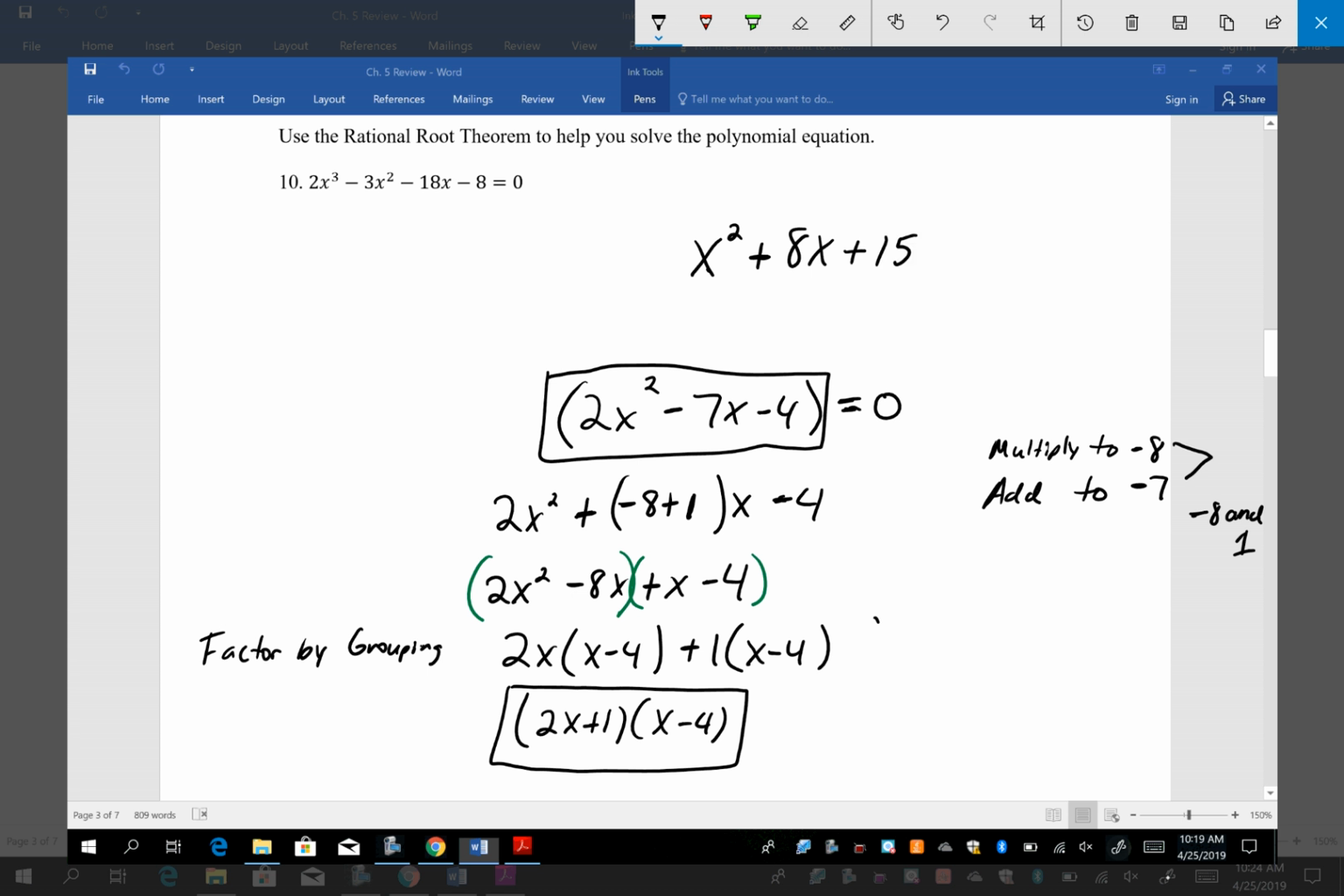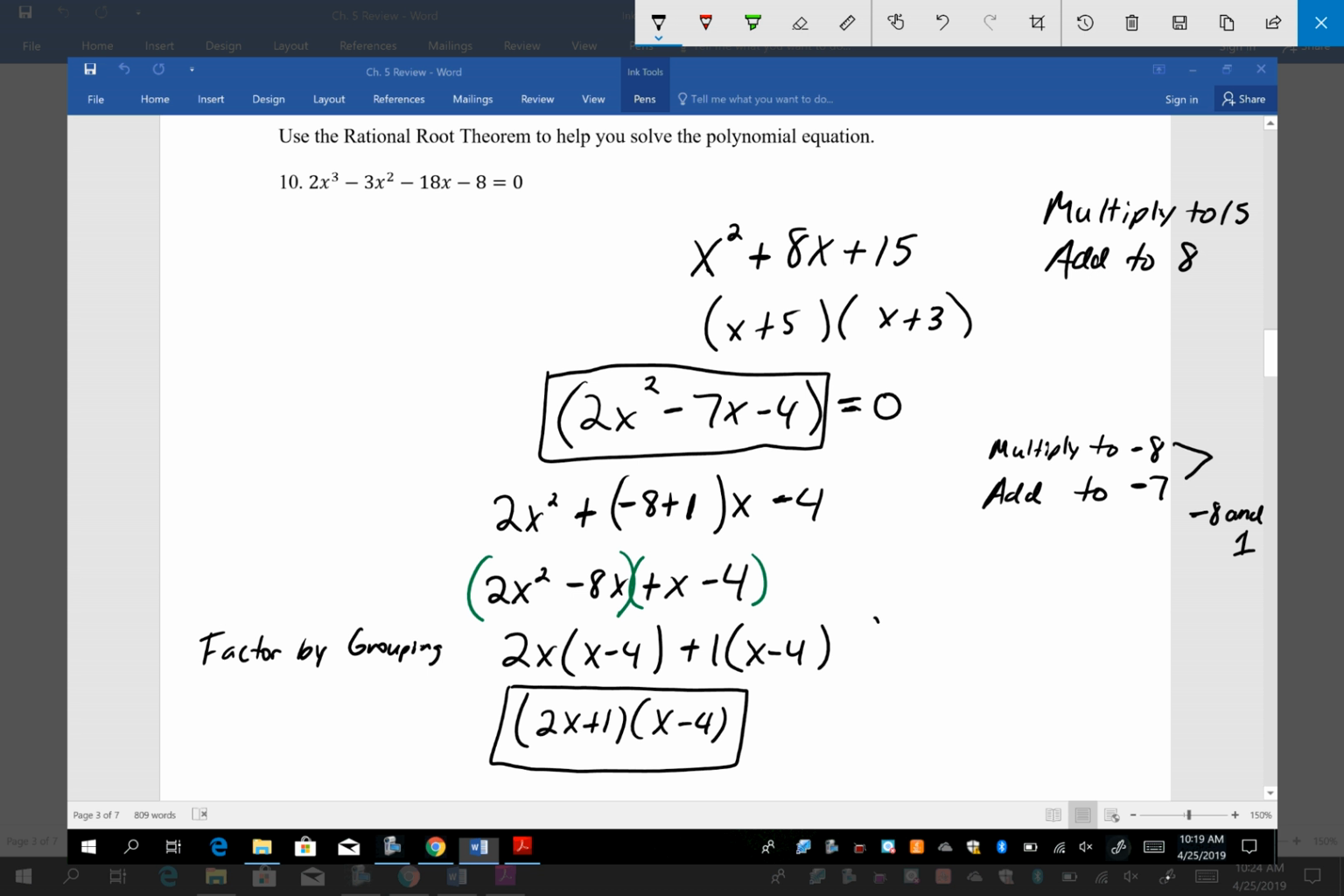Ready? You see how this is 1? Not going to use the bomb method. Ask yourself, what two numbers multiply to 15 and add to 8? 5 and 3. So we have x plus 5, x plus 3. We're done.